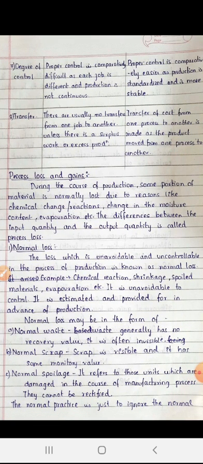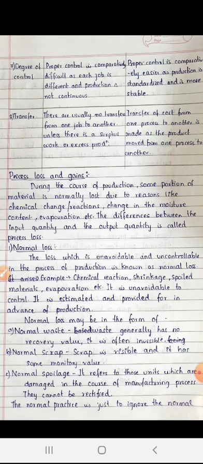It is unavoidable to control. It is estimated and provided for in advance of production. It's not possible to control the normal losses. Normal loss may be in the form of, first one, normal waste, which generally has no recovery value. It is often invisible.